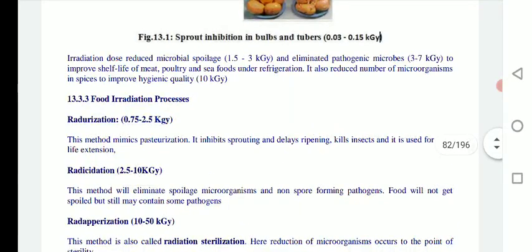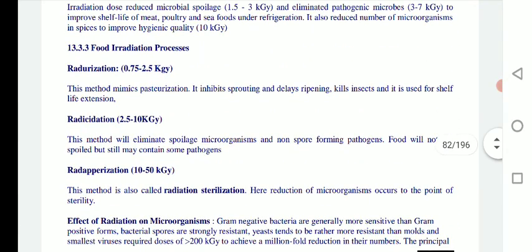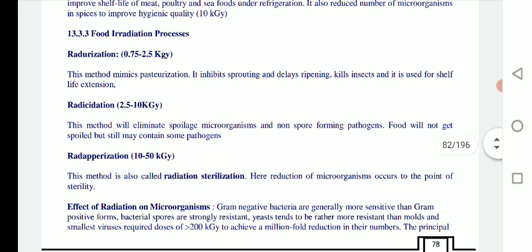Then next, food irradiation processes are of different types. So these are radio-ionization methods. This method minimizes pasteurization, inhibits sprouting and delays ripening. It kills insects and is used for shelf life extension. So these are different kinds of food irradiation techniques. In that, first is radurization. Here in radurization, we expose food to radiation, which mimics pasteurization, and it inhibits sprouting and delays ripening.